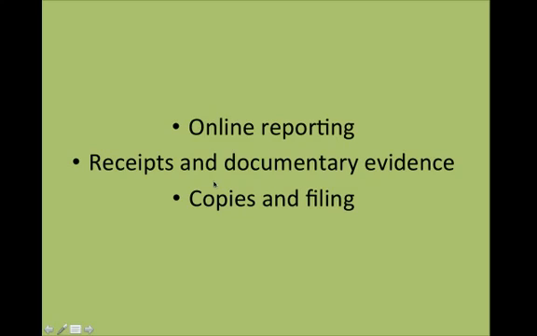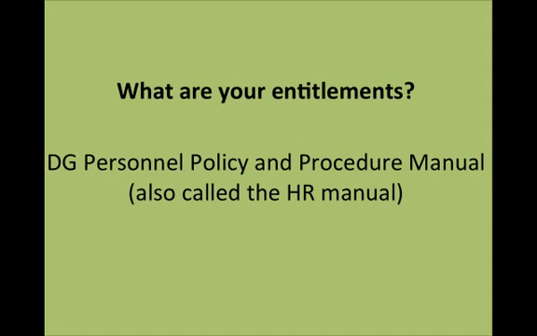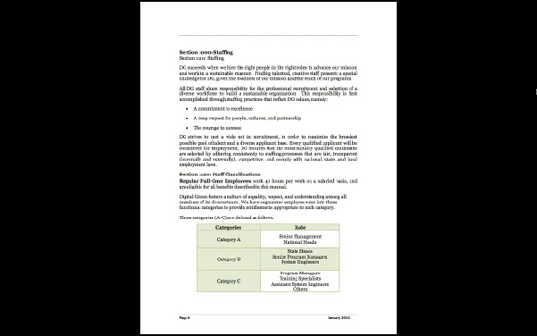We've gone over online reporting, receipts and documentary evidence being sent to Bangalore, as well as copies and filing at the individual level. Now, it's also essential to figure out what exactly are your entitlements. You can figure this out by reading the DG Personnel Policy and Procedure Manual. It's also called the HR Manual. This document should have been shared with you at the time of joining. You would have already been assigned a category, A, B or C, on the basis of which you will be eligible for entitlements.